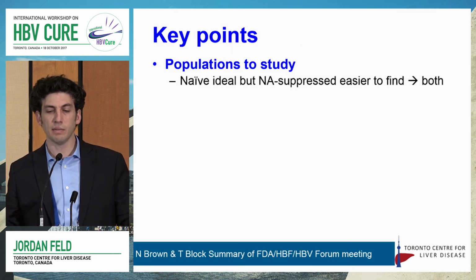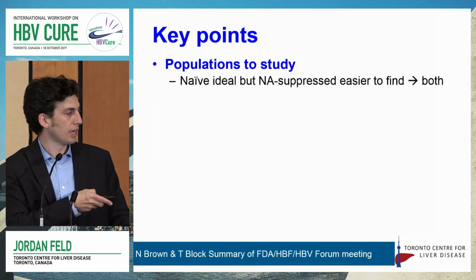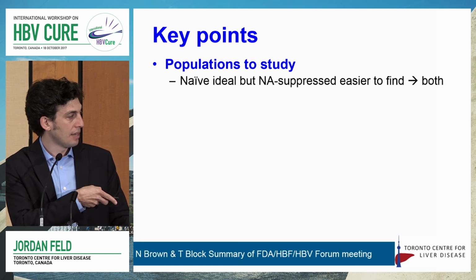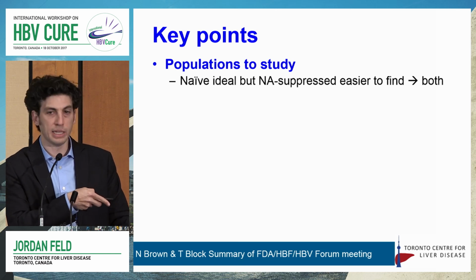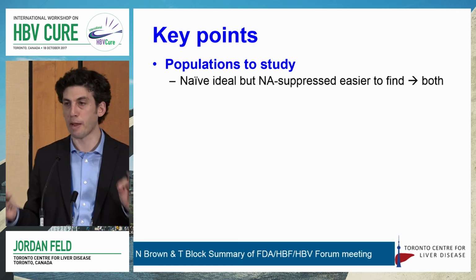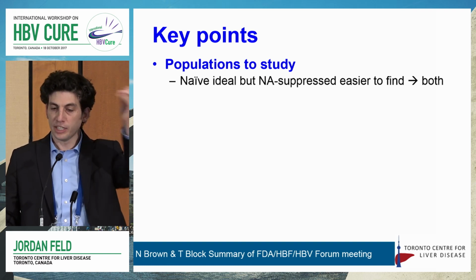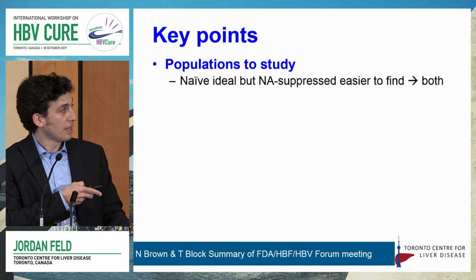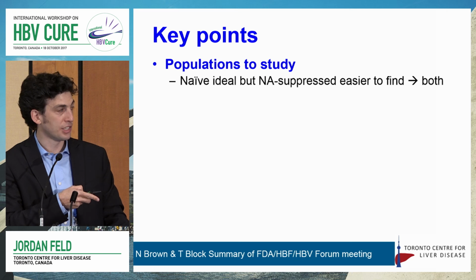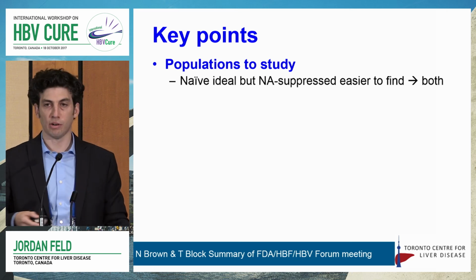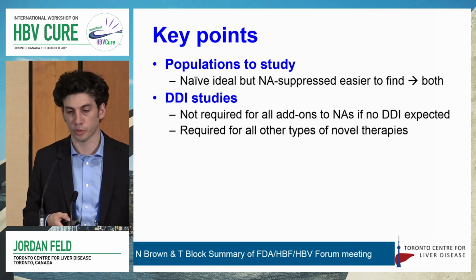And just some key points that were made from this. As a caveat, this is a summary that Tim Block and Nat Brown made from this meeting, and they acknowledge this is just their memory of the meeting, but I just wanted to point out some of the points that they put in this summary document. First of all, the populations to study. Although the FDA thought that studying naive patients is important and a preferred strategy, they felt that nuc-suppressed patients are much easier to find, so probably all evaluations should be done in both groups.